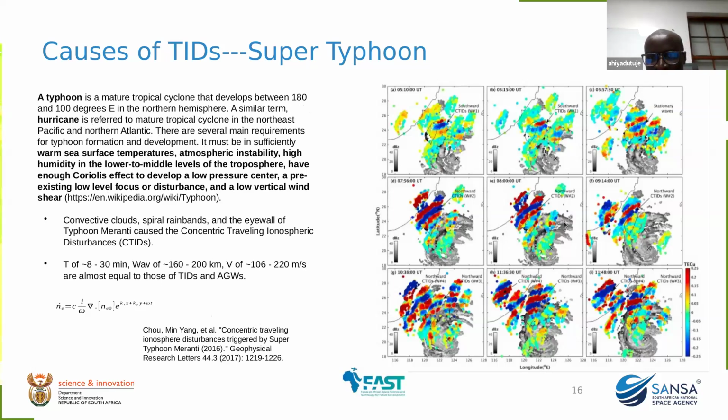So as you can see, they found that after you have that cyclone or hurricane from this location or here, they observed the TEC perturbation in the ionosphere, which has similar perturbation as the hurricane. So they concluded that those TIDs were generated by hurricane.